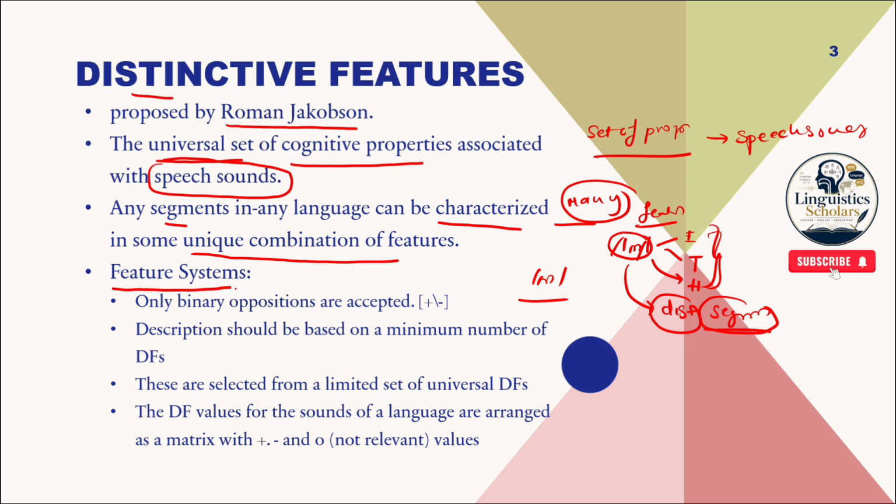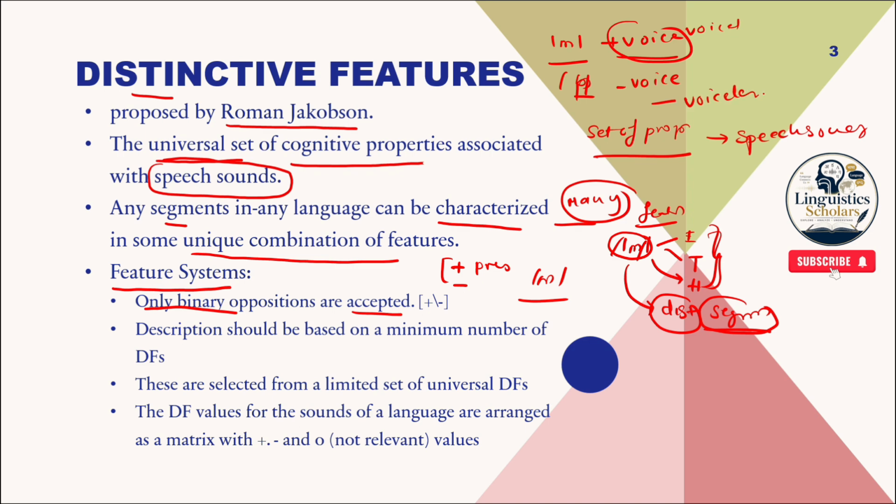Now we will look at how these features basically work. Only binary oppositions are accepted. As I said, binary means if you say plus, it's the presence of a feature. If you say minus, it refers to the absence of a feature. When I say plus voice for the m sound, it means the sound is voiced. If I say minus voice for b, then it becomes voiceless. So the features are binary in nature.